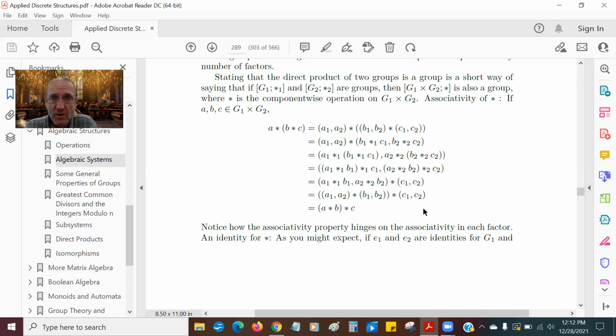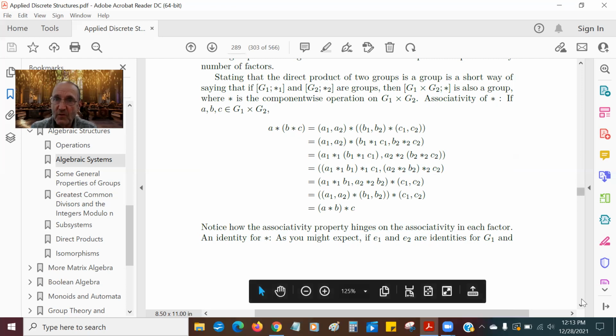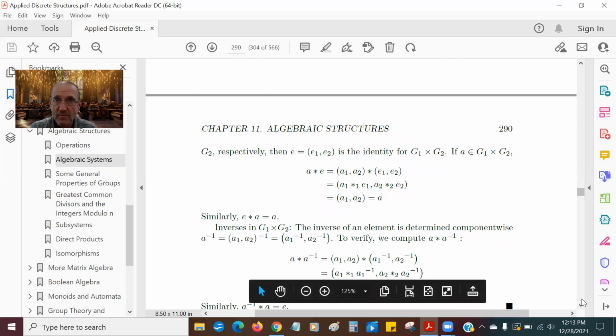And the associative property, see what it says here, it hinges on the associativity of each factor. And we saw that, and that's what I was pointing out right here in these two lines. Anyways, as far as identity, each individual identity is going to be the identities for this monstrosity.